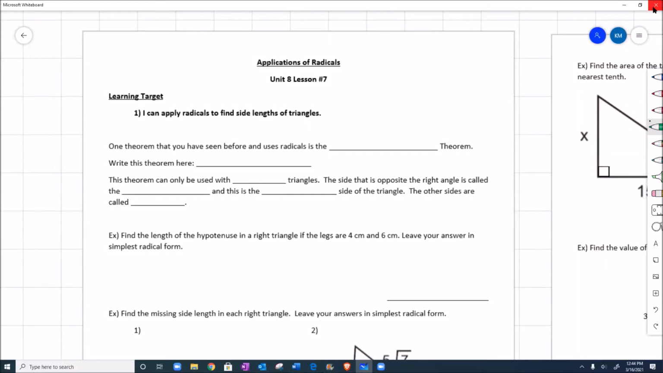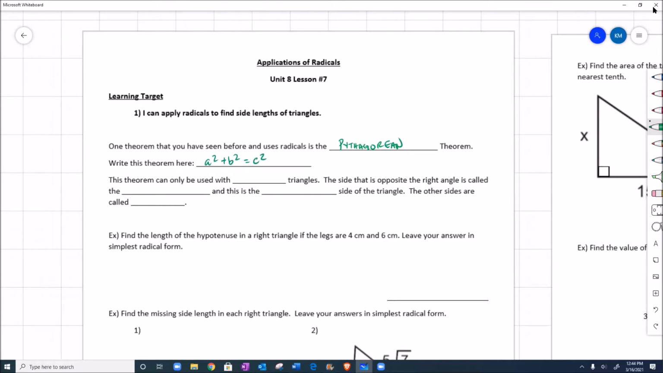Today we're looking at applications of radicals. At the end of this video, you should be able to apply radicals to find side lengths of triangles. One theorem that you should have seen before and uses radicals is the Pythagorean theorem: a squared plus b squared equals c squared.